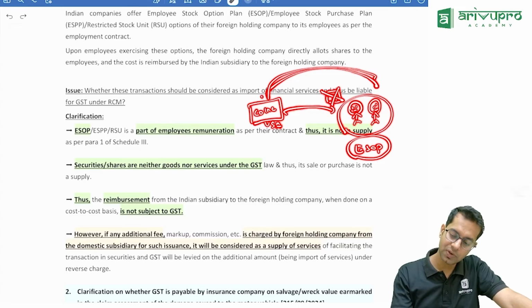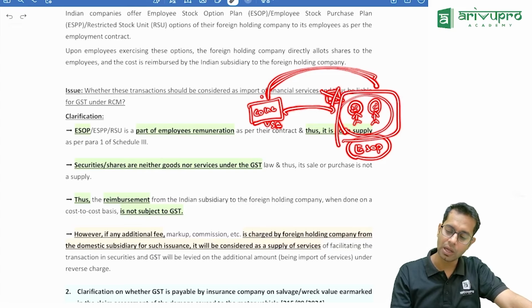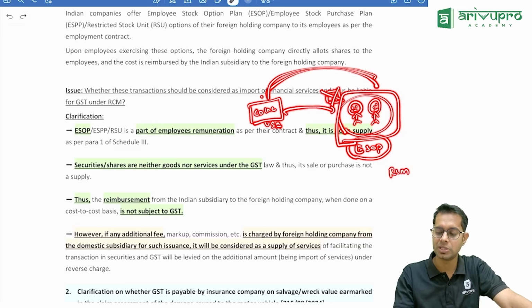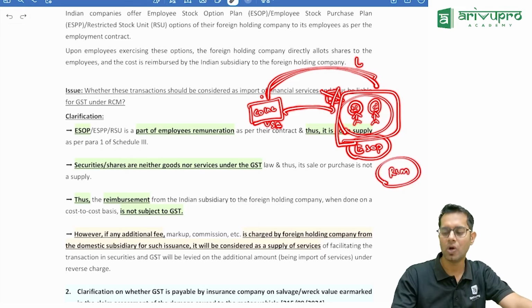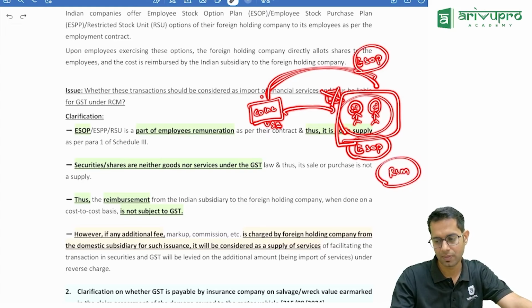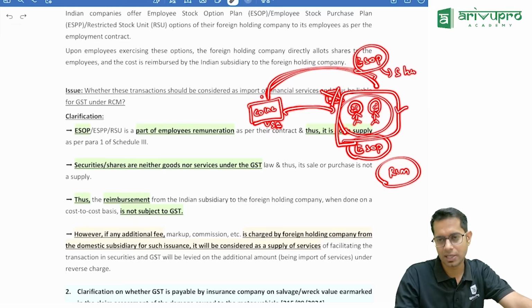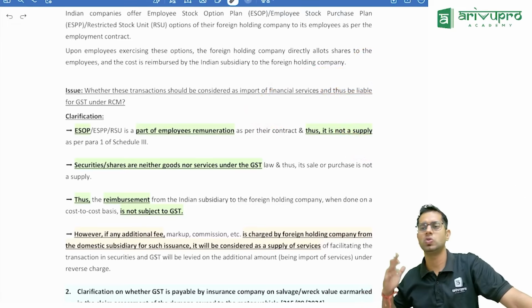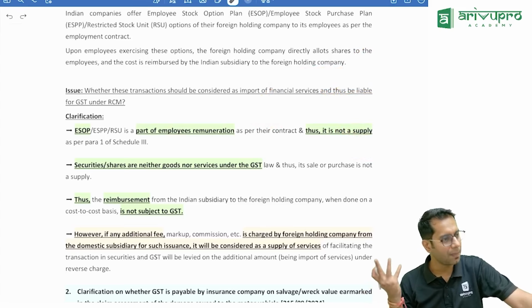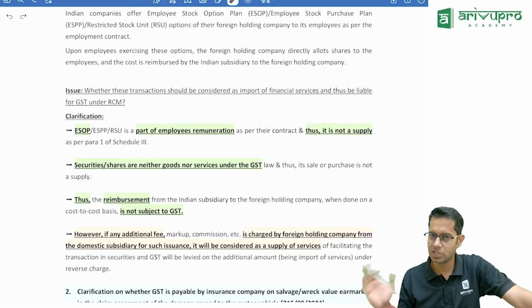So the question is whether the ESOP which these people have got is treated as importation of services, and whether RCM is applicable on this transaction or not. The lawmakers said, ESOP means what? Shares are given to employees. What are shares? Are they goods or services? They are neither goods nor services. When something is neither goods nor services, the question of supply will not come. The question of GST will not come.